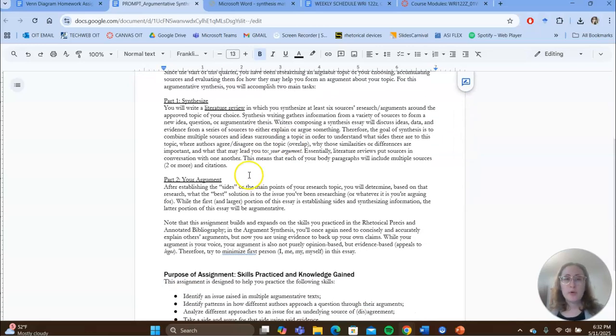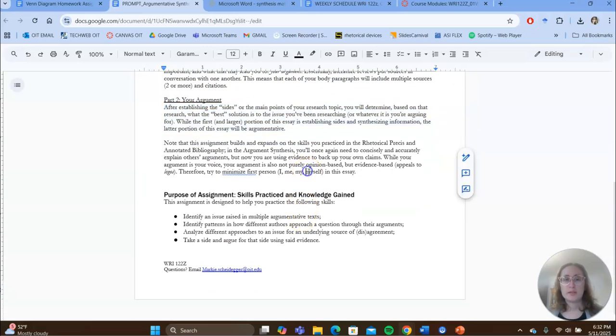The overview I broke up on the slides, but part 1 is to synthesize and you're writing a lit review. And part 2 is to argue. So you come to, based on all this overlap between these sources, here's what it all means and what we should be doing to solve this problem that exists.